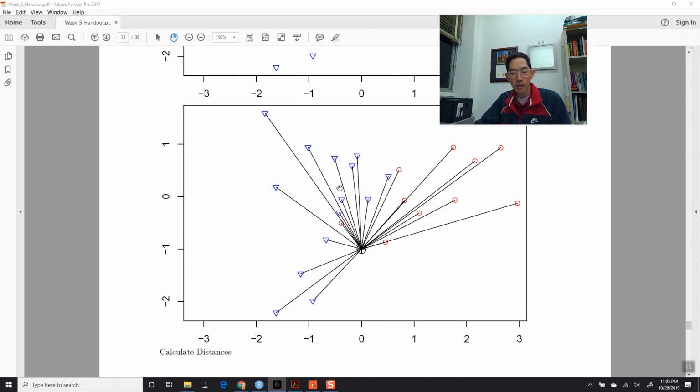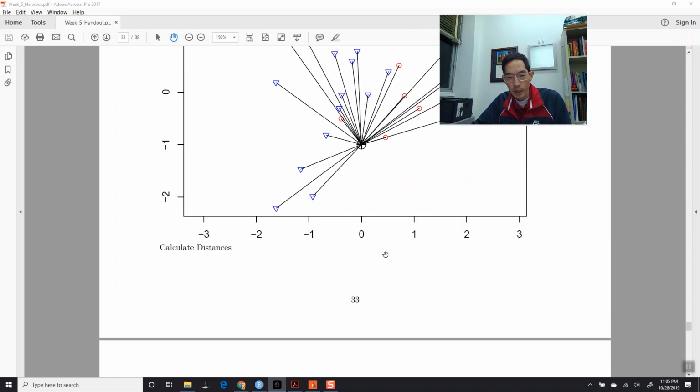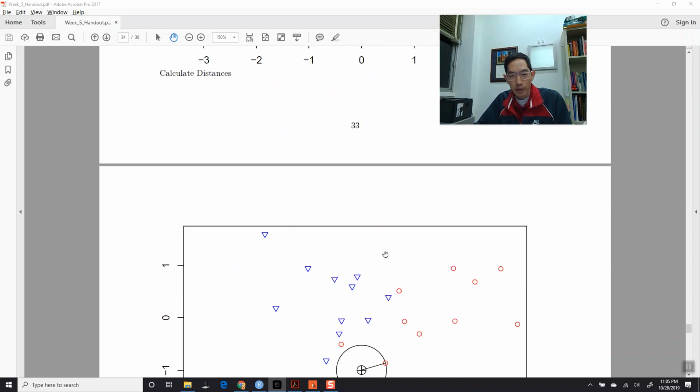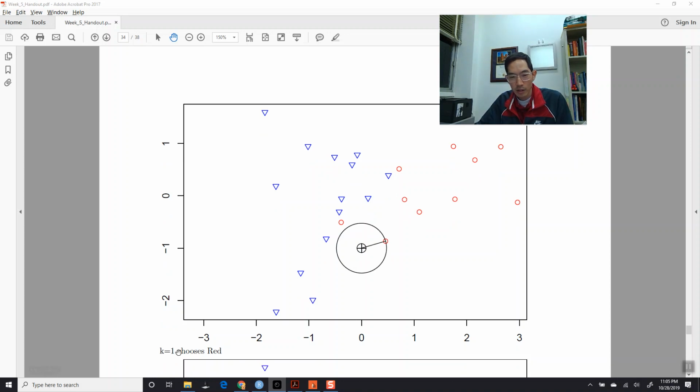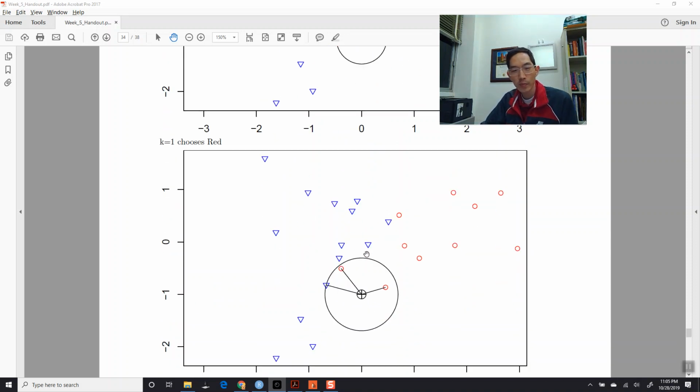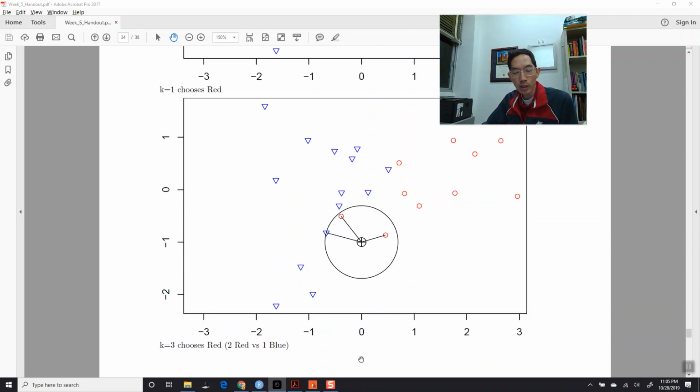So anyway, we calculate the distances. We're going to get a matrix of all the distances. And we basically say, all right, let's pick the one nearest neighbor. Here I drew a circle around it to show that this is indeed the closest neighbor and nothing is closer than that. In this case, with k equals 1, we're going to choose red. This test case will get classified as red because there's one observation, it's red. Okay, with k equals 3, these are the three nearest neighbors.